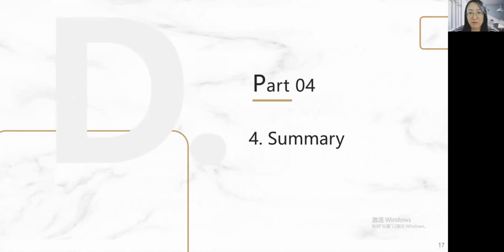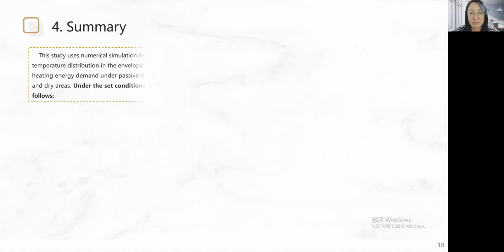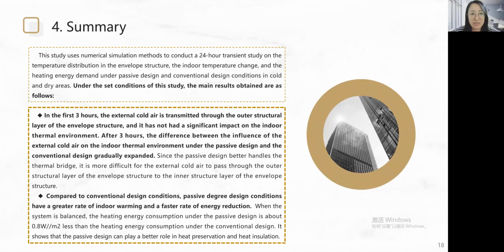Part 4. Summary. This study used numerical simulation methods to conduct a 24-hour transient study on the temperature distribution in the envelope structure, the indoor temperature change, and the heating energy demand under passive design and conventional design conditions in cold and dry areas. Under the set conditions of this study, the main results obtained are as follows.